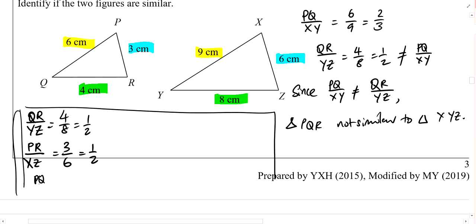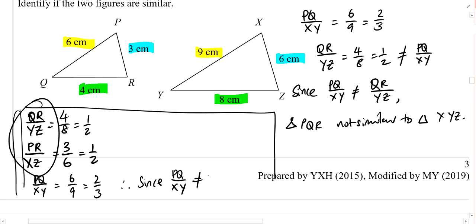That will be PQ over XY equals 6 over 9, which is 2 over 3. So since PQ over XY not equal to, you can choose either one of these, QR over YZ if you like. Then you have the same conclusion. Okay?